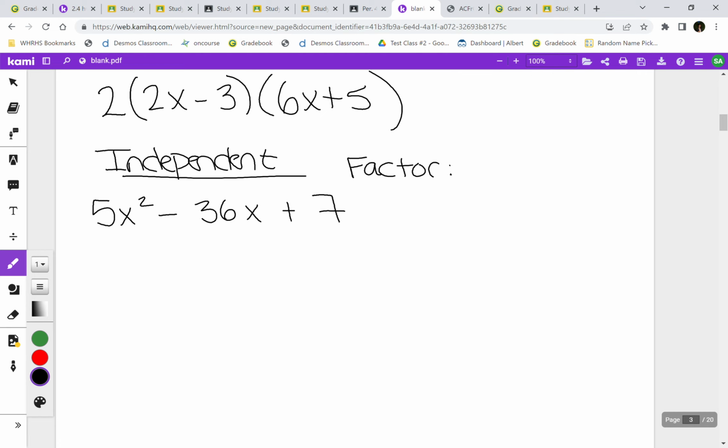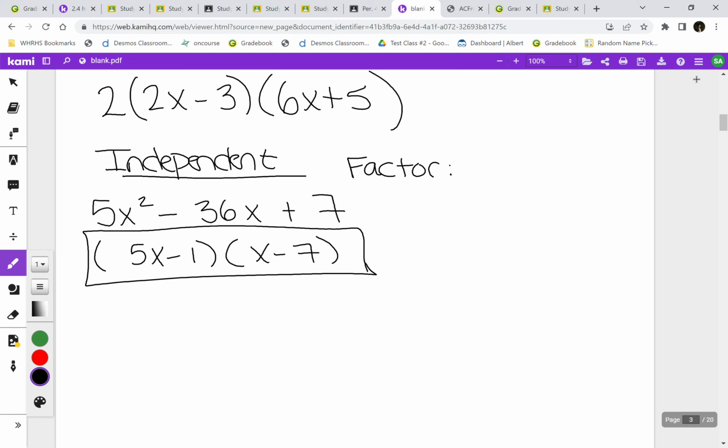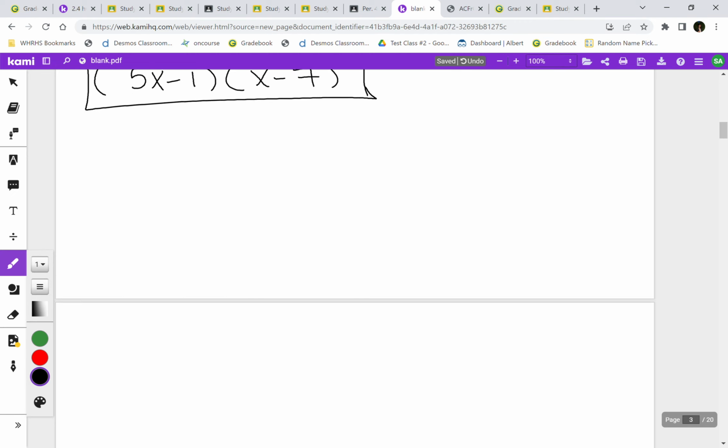Someone tell me, what did you get when you factored this? Dylan. 5x minus 1 times x minus 7. Excellent. Anybody want to see me do it? We're good? Great. All right, let's step it up to Algebra 2.